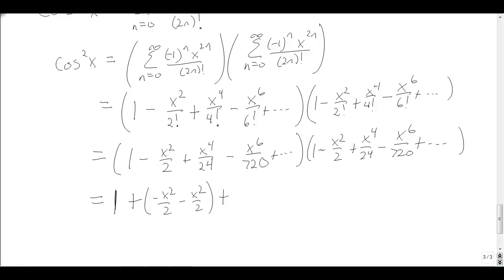Let's see. I've only got even powers of x, so the next one I could possibly get is x to the 4th. It's going to be 1 times x to the 4th over 24. So that's x to the 4th over 24. Negative x squared over 2 times negative x squared over 2 gives me an x to the 4th over 4.